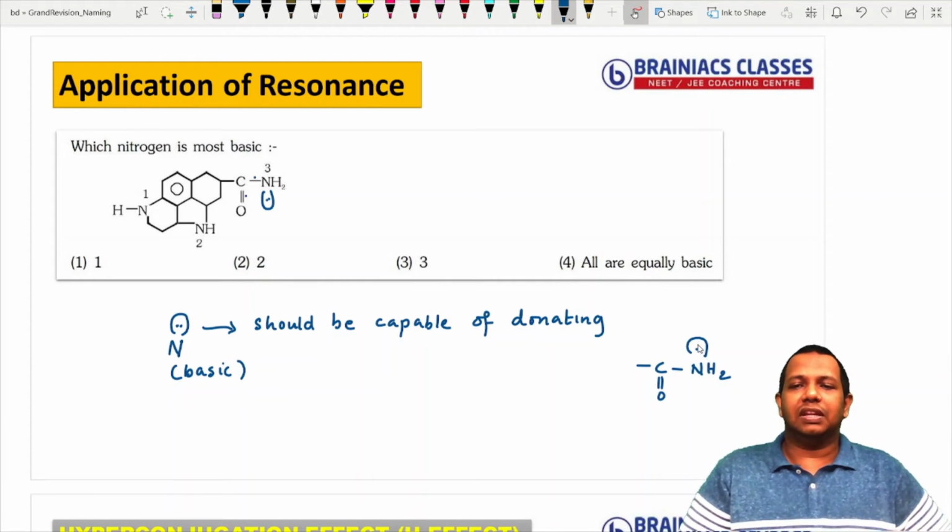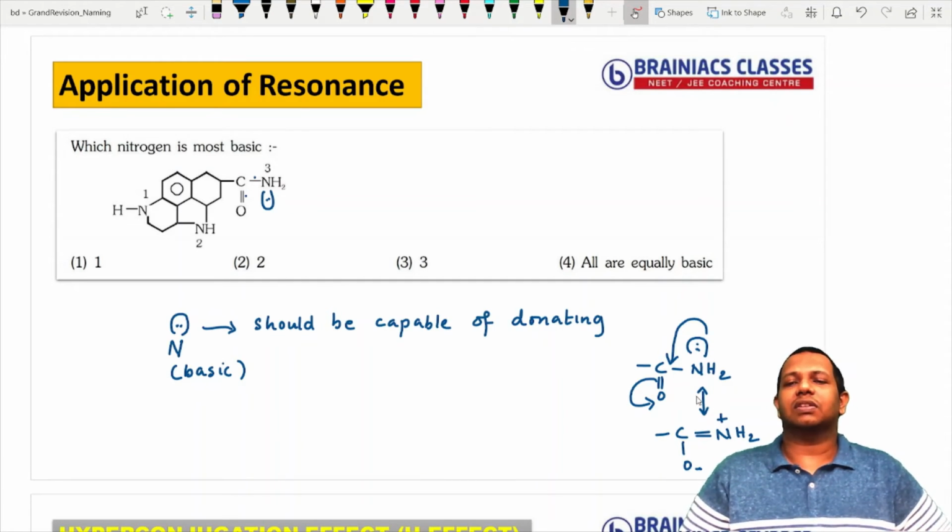So this can easily undergo resonance. So what will happen in the next step? This will form a double bond here, and this will form a charge over here. So I can say its resonating structure is C with O minus, okay, and there will be a double bond to NH2. Now here if you see, this is the resonating structure. So that means the lone pair present in this nitrogen is not available for donation. It is not available. Correct? So I hope you understood.